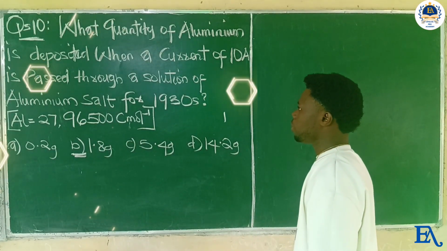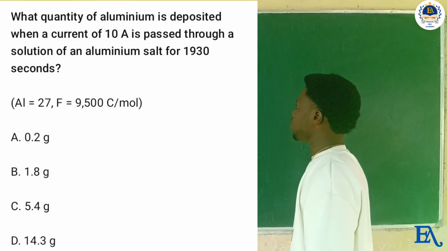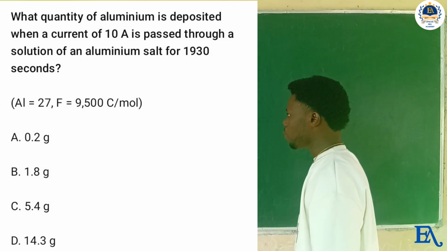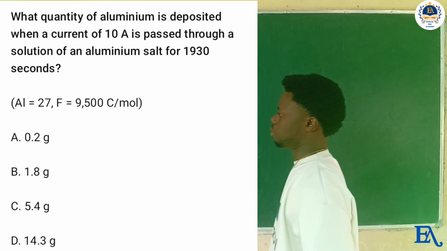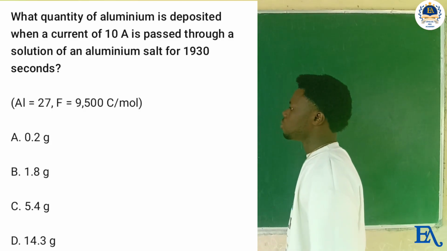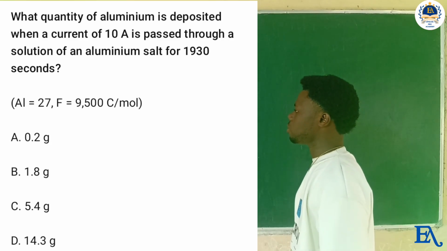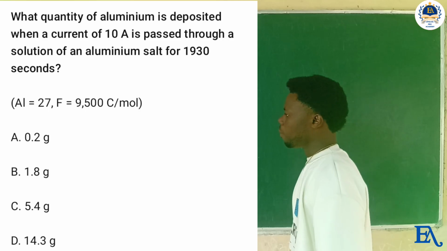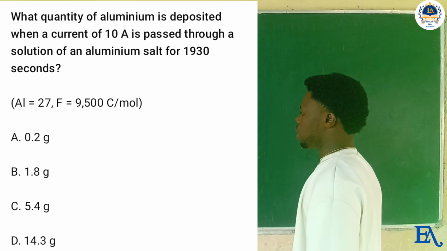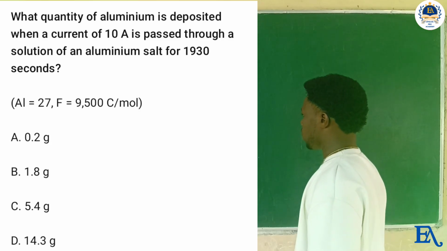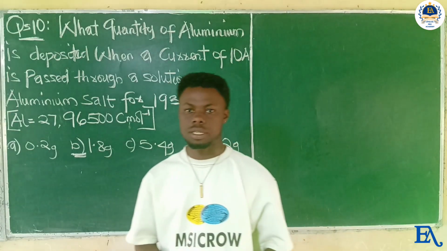What quantity of aluminium is deposited when a current of 10 ampere is passed through a solution of aluminium salt for 1,930 seconds. Given that the atomic mass of aluminium is 27, 1 Faraday is equivalent to 96500 coulomb per mole. Option A, 0.2 gram. Option B, 1.8 grams. Option C, 5.4 grams. And option D, 14.2 grams. So this is electrolysis in chemistry.